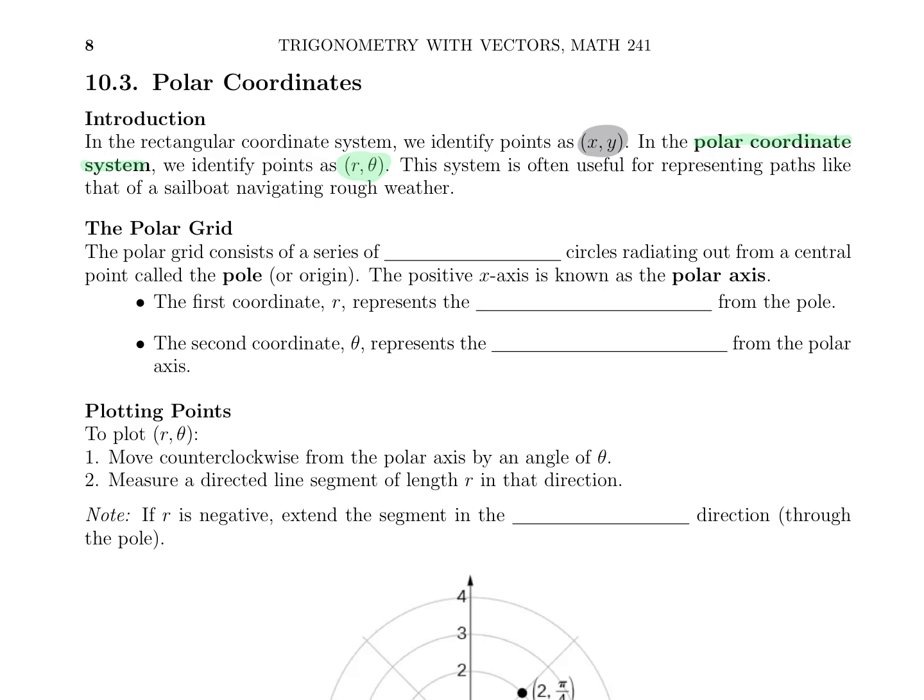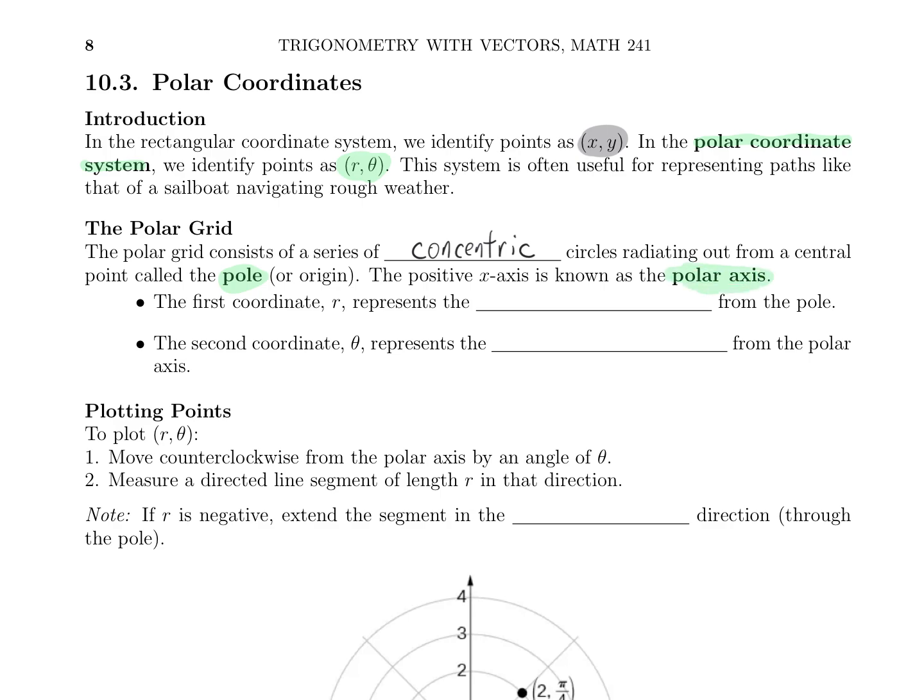So the polar grid is going to consist of a series of concentric circles. Concentric just means that you have circles that share the same center. So circles radiating out from a central point called the pole, which is the same thing as the origin. So the pole is what the origin is in Cartesian coordinates. All right, the positive x-axis in the polar system is called the polar axis, so it's equivalent to the x-axis.